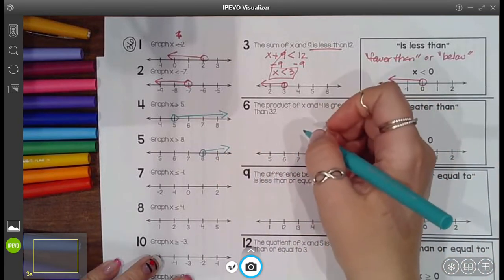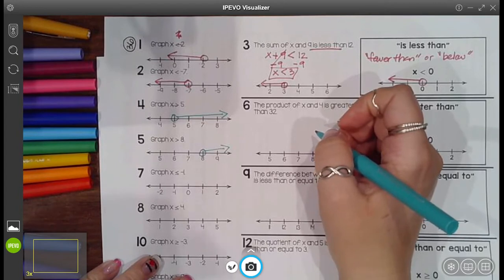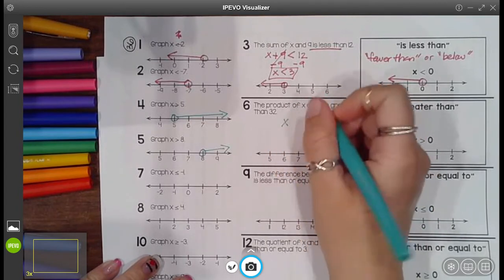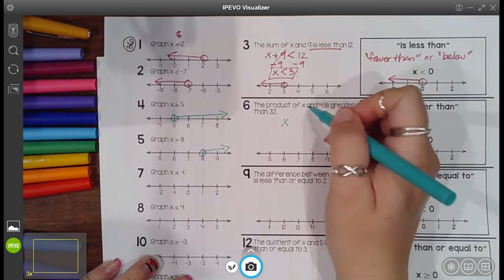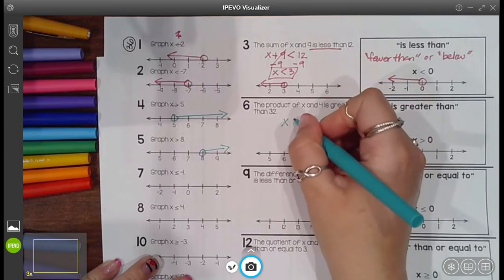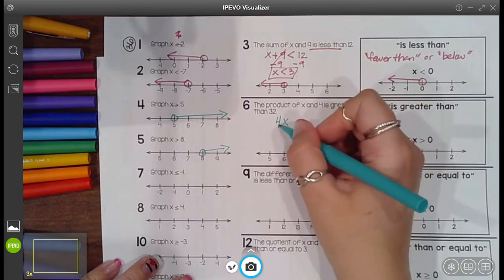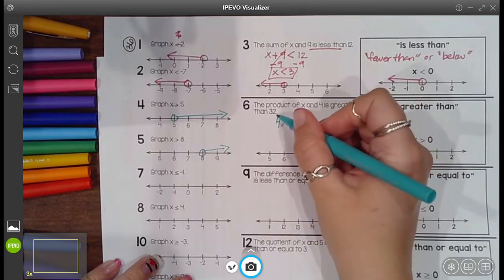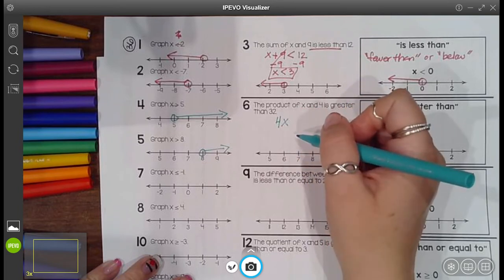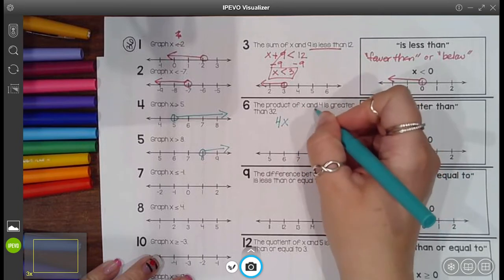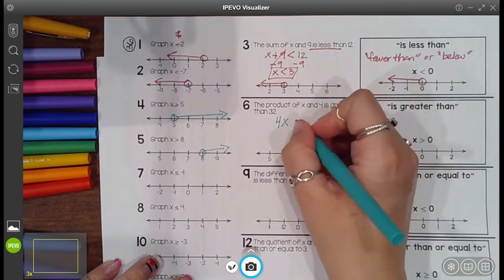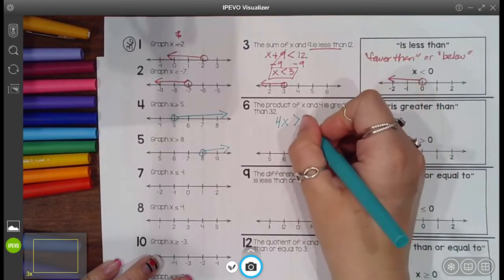If I were to write this inequality from the statement, it says the product. Product means multiply. And I'm multiplying x and 4. Instead of writing x4, I'm going to write 4x, right? When you have two things touching each other, that means they're being multiplied. And we like our coefficients in front of our variables. So the product of 4 and x is greater than. So greater than symbol. Greater than what?